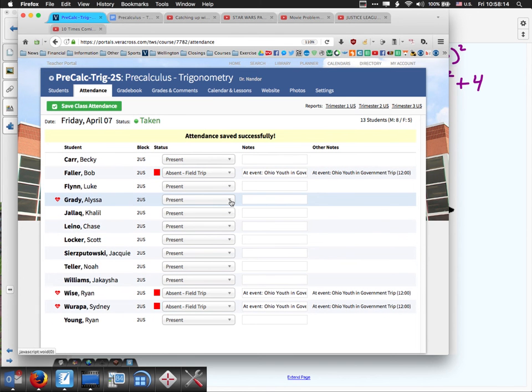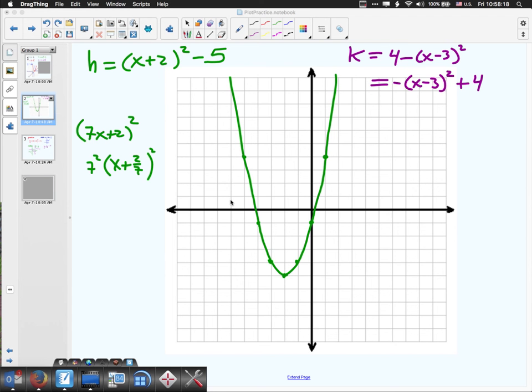What did I do? What was the original? Oh, I had it upside down. I did it upside down. Yeah, that's why you've got to label. I'm sorry.